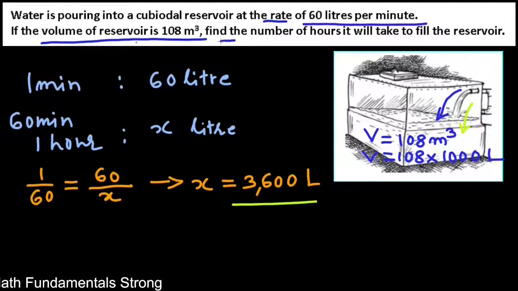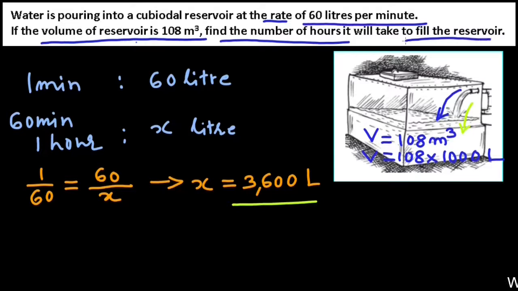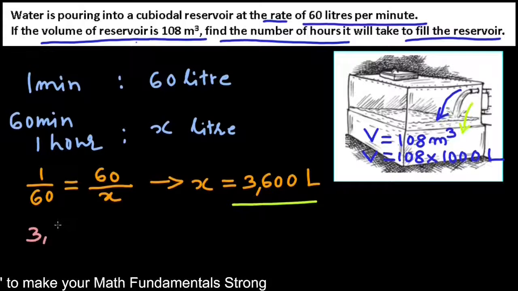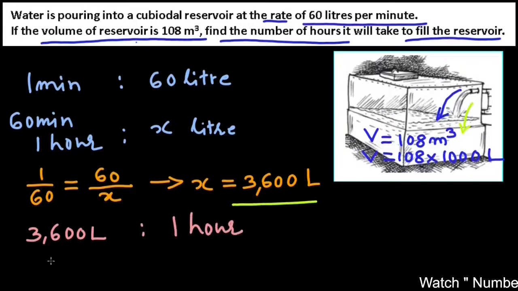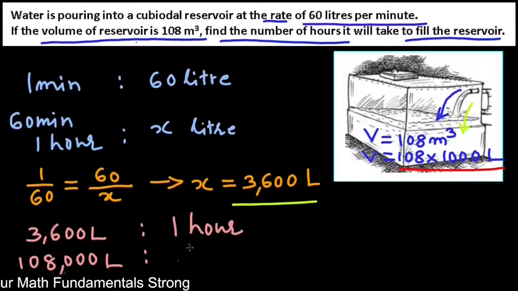Since we have to find the number of hours it will take to fill the reservoir, we will argue like this. To pour 3600 liters into the reservoir, the time required is 1 hour. So therefore, to pour 108,000 liters, the time required, we have to find out. Let the time be y.